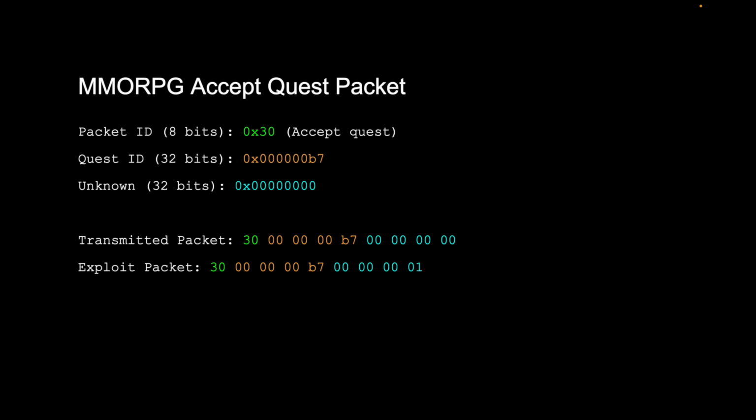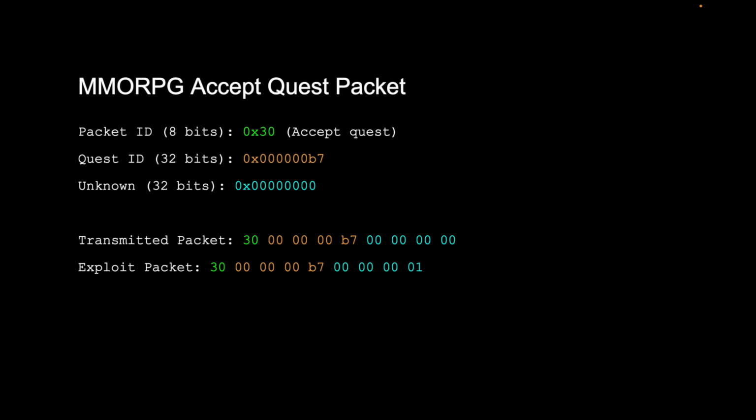In this particular MMORPG, the accept quest packet had an unknown field at the end of it. And so if you want to accept, say, quest B7, you specify that, but you also have to include these extra 4 bytes of zeros for no reason. When players looked into this, they didn't find any case where the game client actually sent any value other than zeros, but they decided to fiddle with it.